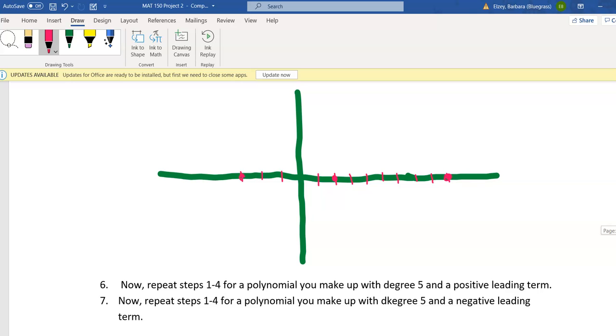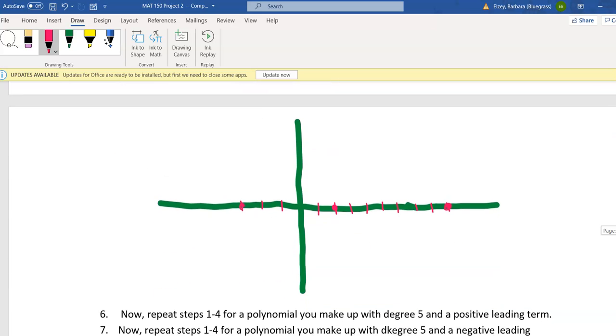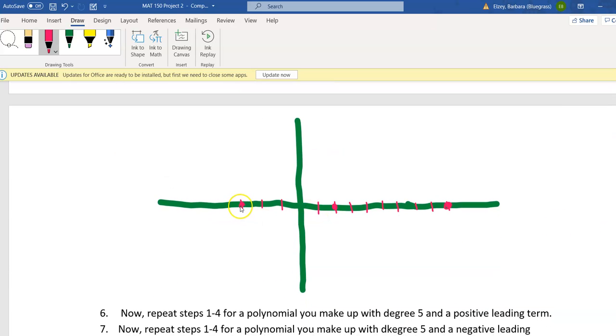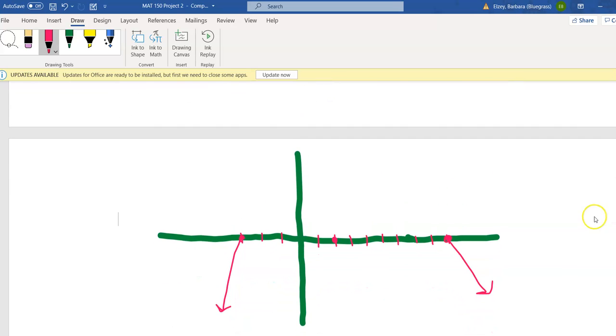Now let's go back to our end behavior. Our end behavior says down on the left, down on the right. So if I go to the extreme left, I want it to go down. And the extreme right, I want it to go down. All right, got that part. All right, now let's go ahead and put our y-intercept on the graph, which is at 432. Again, it doesn't really matter. We can just say that right up here is 432. And put our point there.